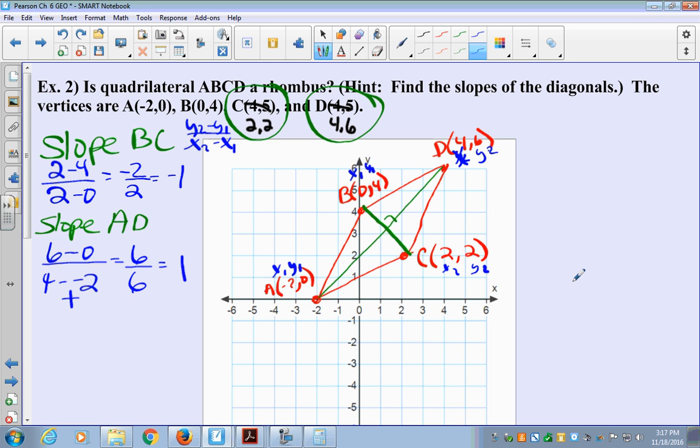And the slope is 1. So since these are negative reciprocals, then we have a perpendicular line, but we are going to use the distance formula to compare all of our sides. So we know that our slopes are negative reciprocals, so we've proven that the diagonals make a 90-degree angle. So now we need to show that our sides are all congruent in order for it to be a rhombus.